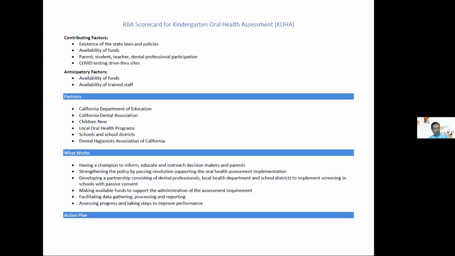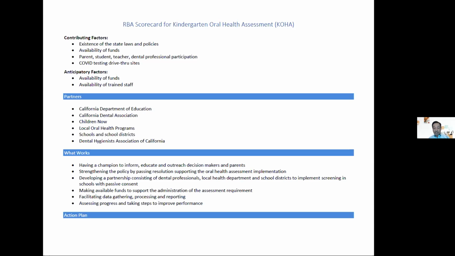So in our opinion, if you go back here, what works? LA school district never reported the data, right? So the LA board decided to take this on, introduced a resolution, and passed it. Now all LA schools are supposed to report it. We think this is the key thing: having champions in the community to promote this. And then, of course, partnership with dental professionals, local health, and school districts.